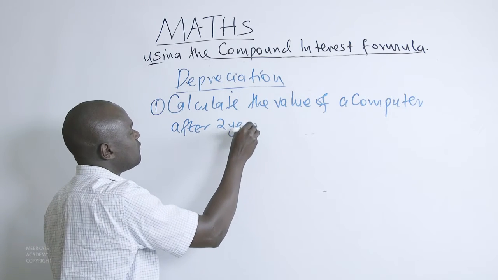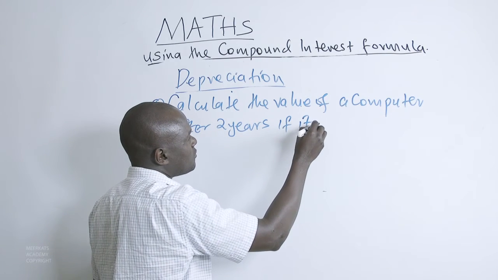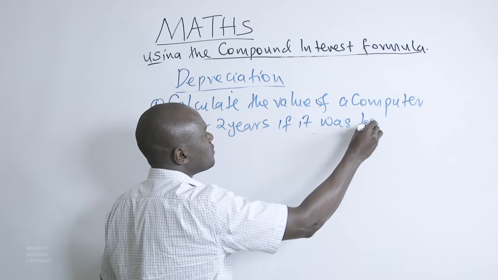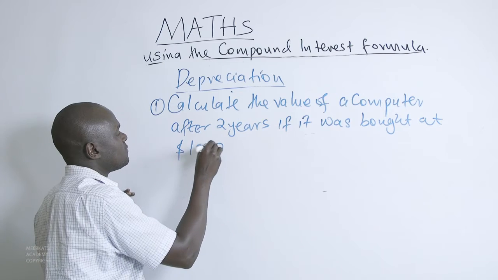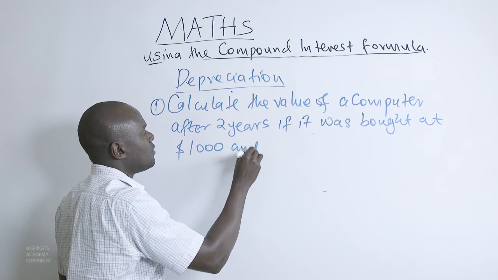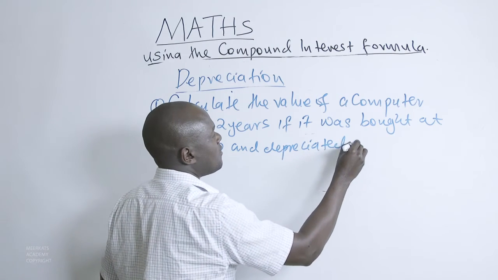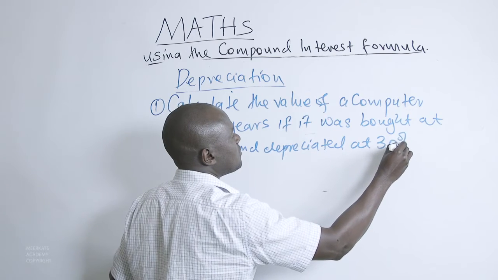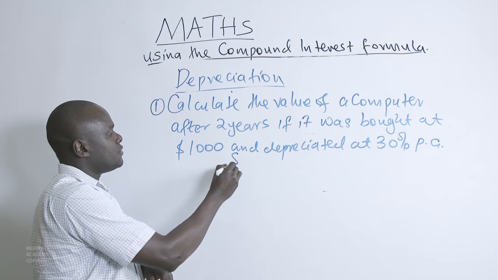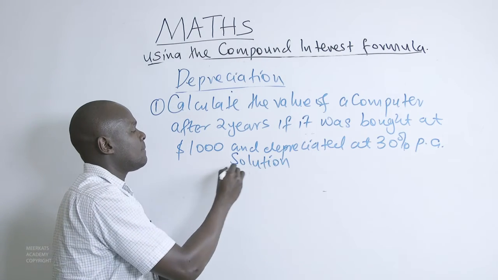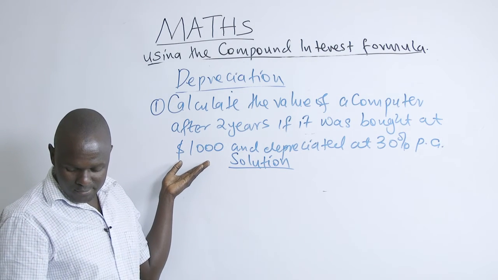Calculate the value of a computer after 2 years if it was bought at $1,000 and depreciated at 30% per year. If it depreciated at 30% per year. So the buying price of the computer is $1,000.